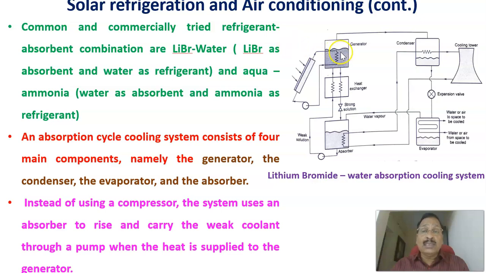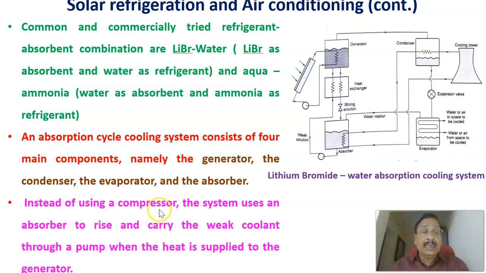What are the main components? One is the generator. This is the generator section. The second one is called the condenser. This is the condenser. The third one is called the evaporator. This is the evaporator. And the fourth one is called the absorber. This is the absorber. There are 4 components as such: generator, condenser, evaporator, and absorber.